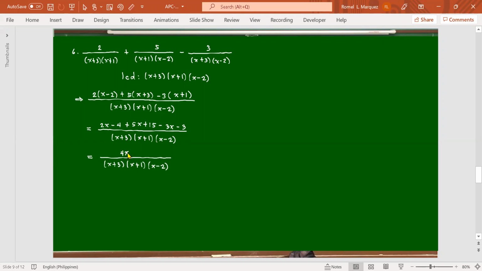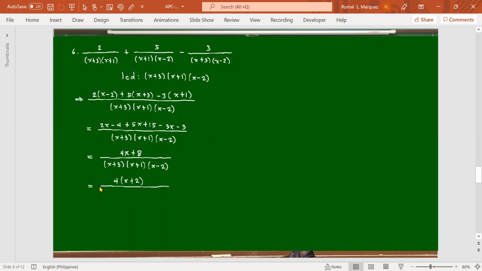So getting 4x, no? What about the constant? 11 minus 3. 8. Am I right? If I factor out 4, what is left? X plus 2. Ay, sayang. It's plus, no? Not minus.